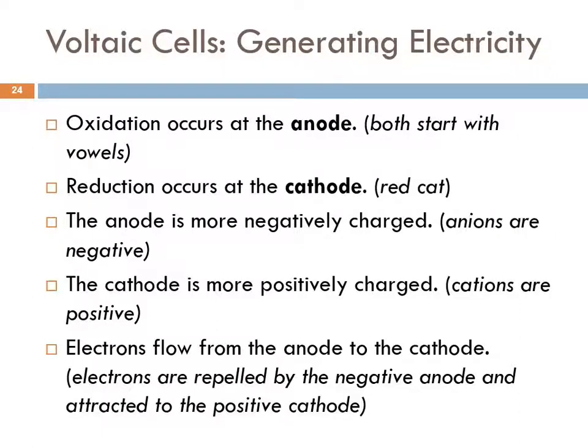So these are things that I've come up with to keep these straight in my head. If you've got some other way of doing it, that's fine. Oxidation occurs at the anode. Reduction occurs at the cathode.